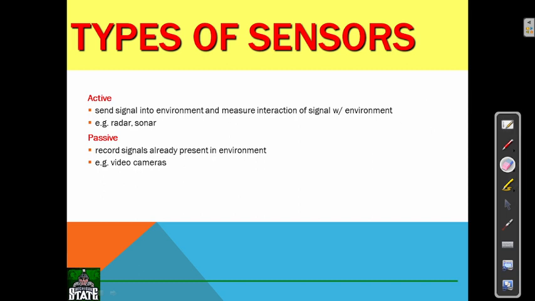The passive sensors record signals already present in the environment. That is the passive sensor. For example, video cameras. These are all examples of passive sensors. Whereas an active sensor sends a signal into the environment which is not already in that environment. If it is already in the environment, that is called a passive sensor.